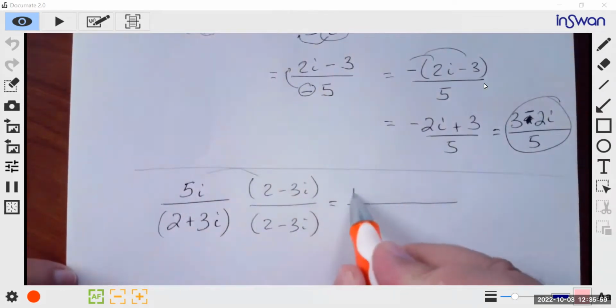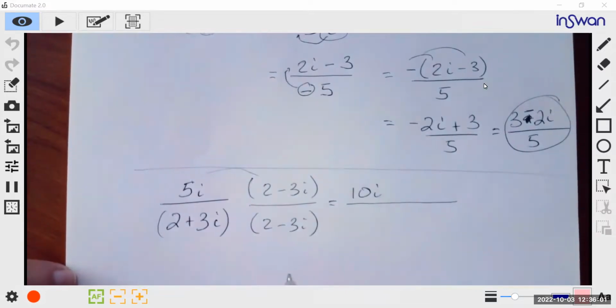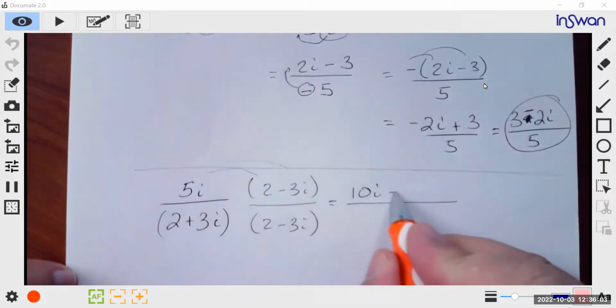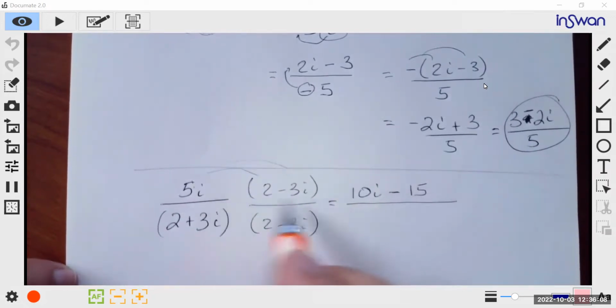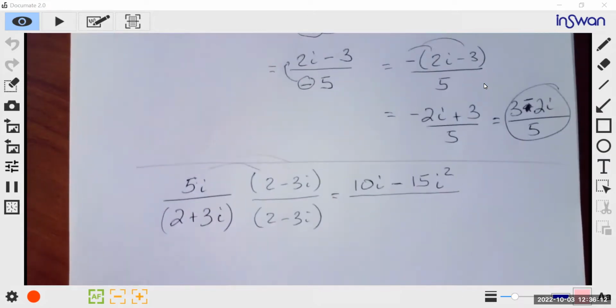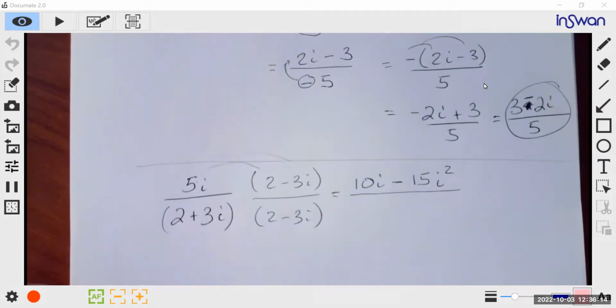Five times 2 is 10I. Positive times negative is negative. 5 times 3 is 15. I times I is I squared. Remember the shortcut we did last time? Or we could do the long way. Let's do the long way.